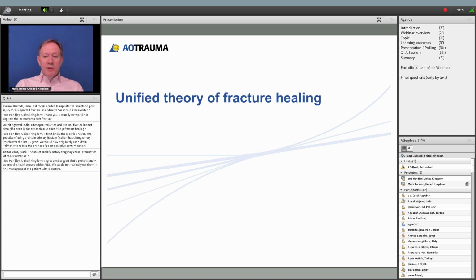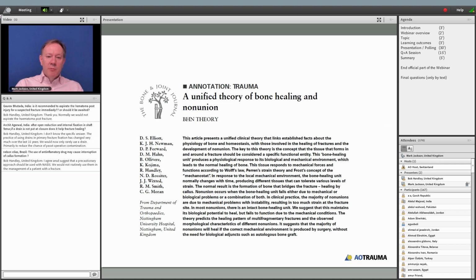And this really brings us on to the unified theory of fracture healing. Some of you may have read this. It appeared in the Journal of Bone and Joint Surgery about 2 years ago, and was produced as a kind of consensus document by a number of orthopedic surgeons who are experienced in the management of fractures and also in the management of fractures that are not uniting.